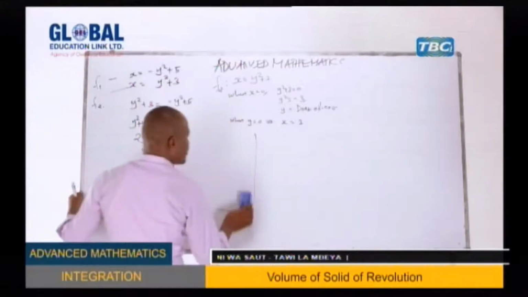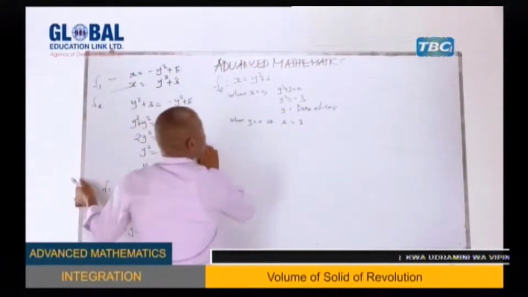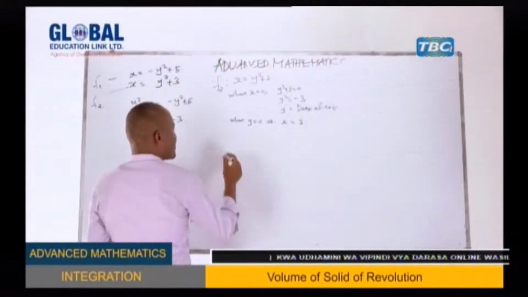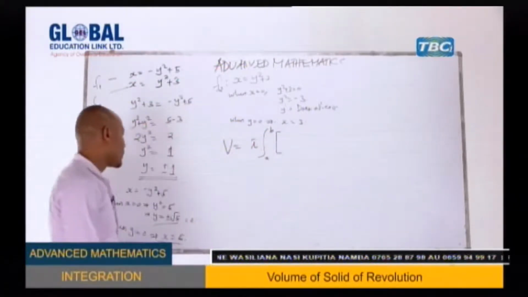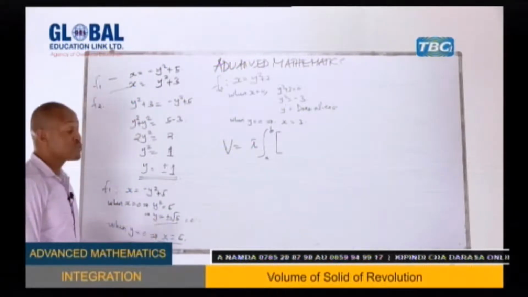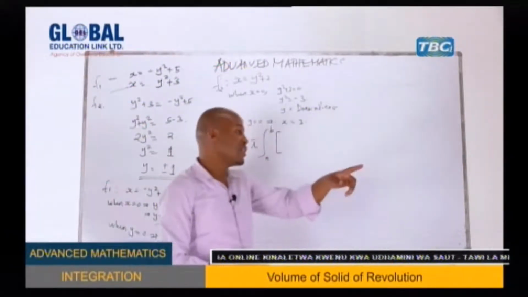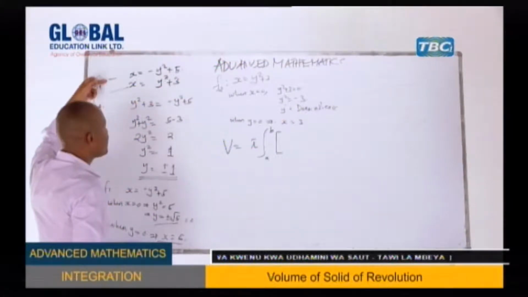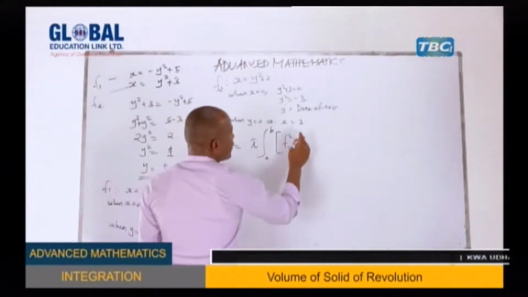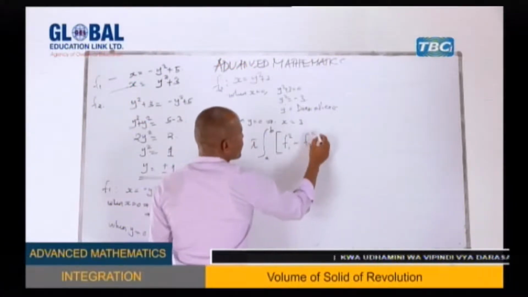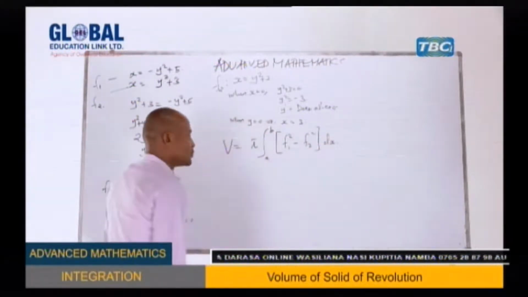Now let's see. But remember, our limits will be in y. So we know that the volume of revolution is found by that formula from a to b. But remember, in our example here, we have two functions, the first function and the second one. And we have seen from the sketch that in order to find the volume, we have to take the first squared minus the second squared, and then times dy, that will be the volume.